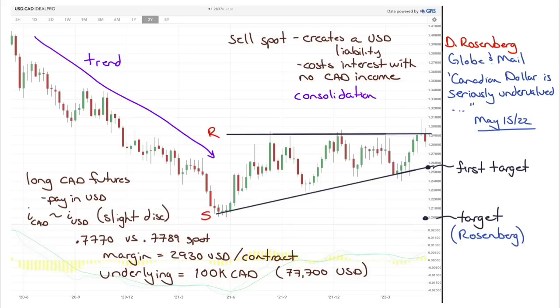Canadian dollar. What the hell is wrong with the Canadian dollar? And by the way, I'm not the only one asking that. David Rosenberg in the Globe and Mail, if you're in Canada, that's a very big name in the markets, at least as far as an economist is concerned. Very widely followed. The Globe and Mail had a story: Canadian dollar is seriously undervalued, and this was as of May 15th, which I believe as well. His target is 83 cents on the Canadian dollar.